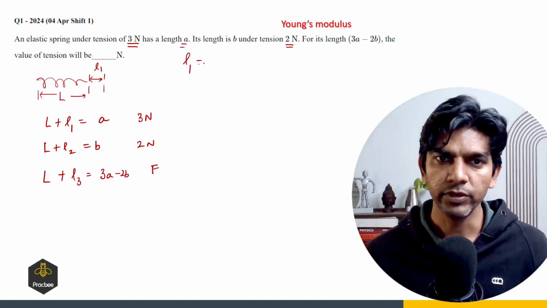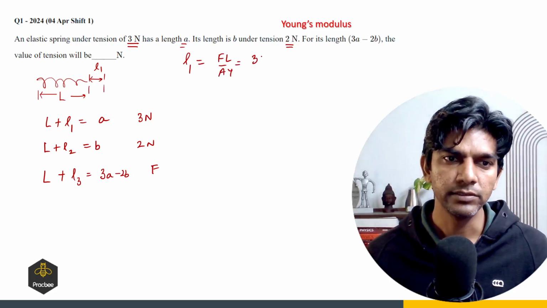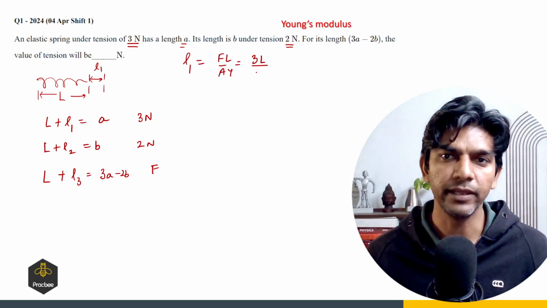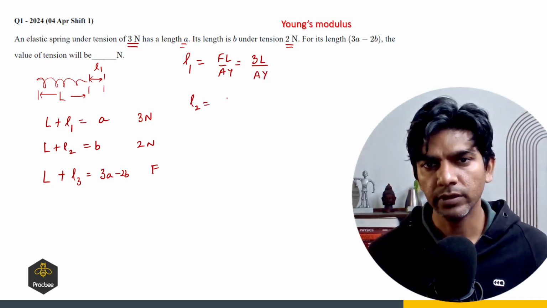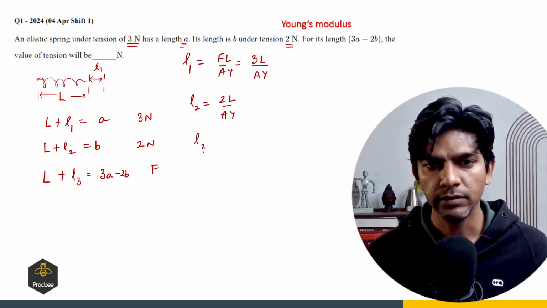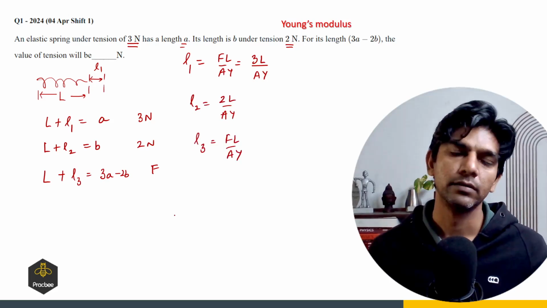So here L1 can be written as FL upon AY, where F will be 3, L is the original length, divided by area of cross section times Young's modulus. Similarly, L2 can be written as 2L upon AY, and L3 will be FL upon AY.